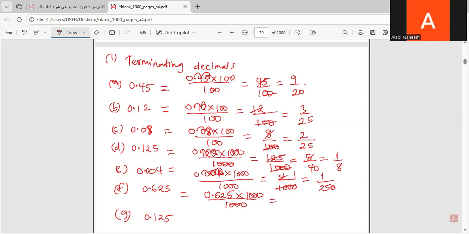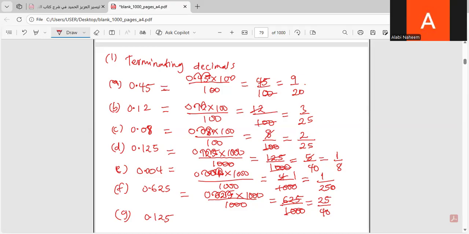So the decimal point is to move to the right 3 times, because 1,000 has 3 zeros. 1, 2, 3. The decimal point is now here. It's now a whole number. 625 over 1000. Let's divide by 25, right? 625 divided by 25 is 25. 1000 divided by 25 is 40, right?